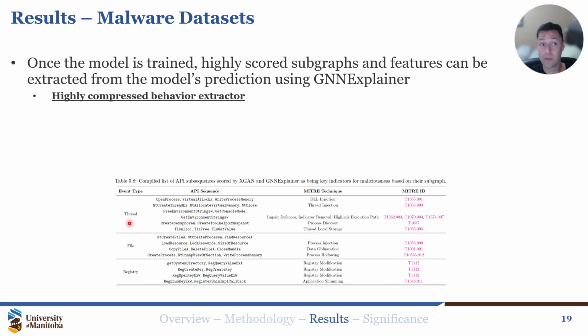One of the more novel aspects of this, and one of the main points of discussion for the paper that comes out of this work, is that once the model is trained, you can imagine we have these highly scored subgraphs and features coming through the model's prediction. So what does this mean? This means that now we have a trained model and we feed it a new example it's never seen. And then we can see that certain nodes are of interest.